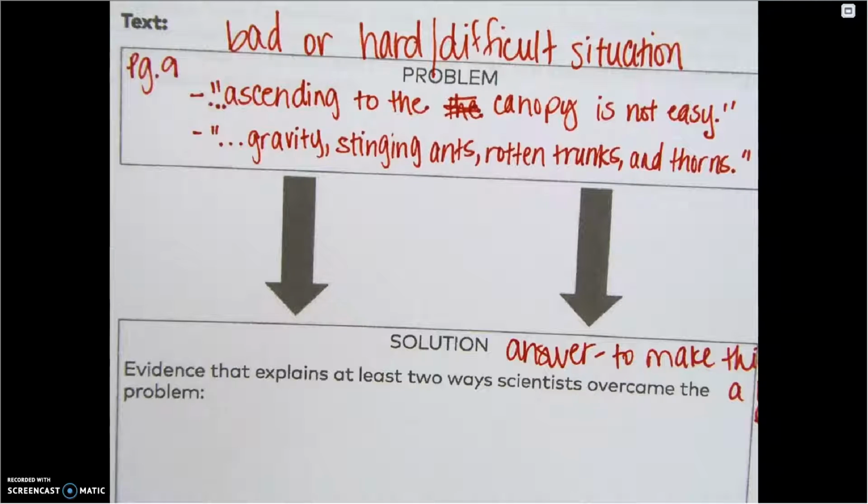Just the ability. The second one is just going to be based off of the actual human being. What traits will the scientists have to have in order to ascend the canopy?